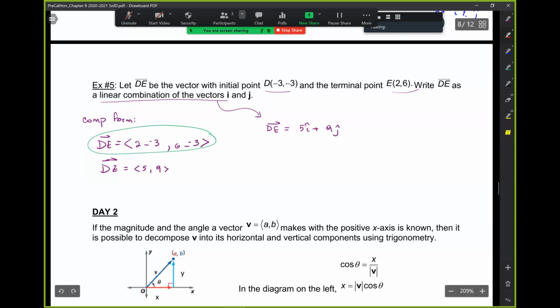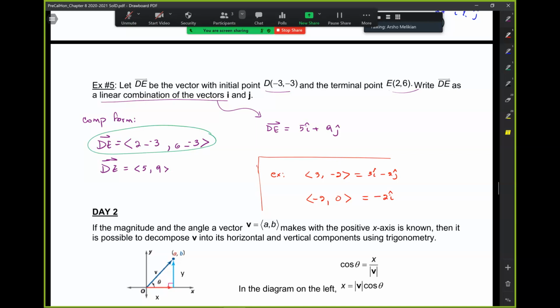So, for example, if you had a vector 3, negative 2, what would it be? 3i plus minus 2j. Exactly. And what if it's negative 2, 0? Then it's just negative 2i. Oh, wow. I know, because it's plus 0j, which is just 0.